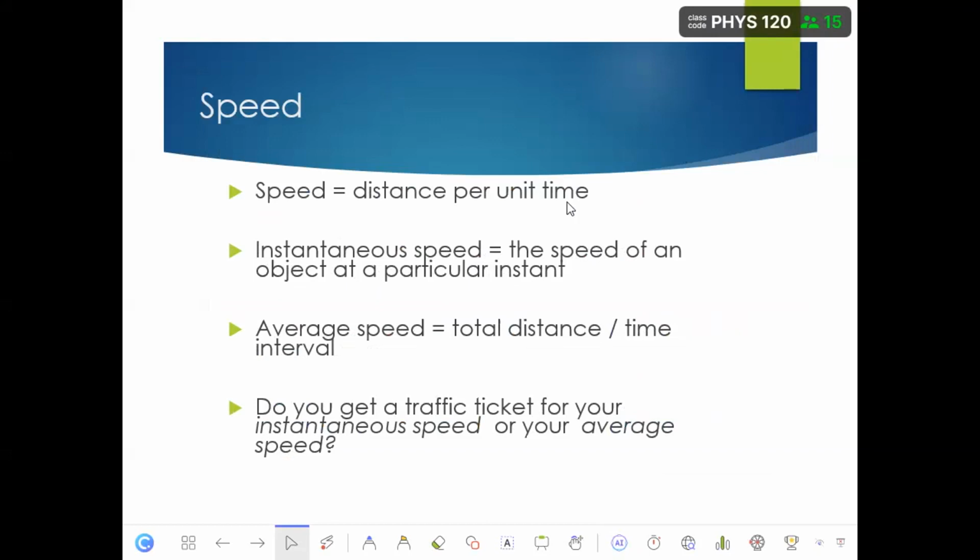What does it mean? Let's say I am here and then I move to the right and then move back to the left. If I ask you to calculate my speed, what do you do? I would say the distance traveled over how many seconds or minutes it took me to complete this motion. So we define this as speed. The speed is the distance traveled, or total distance, divided by time.